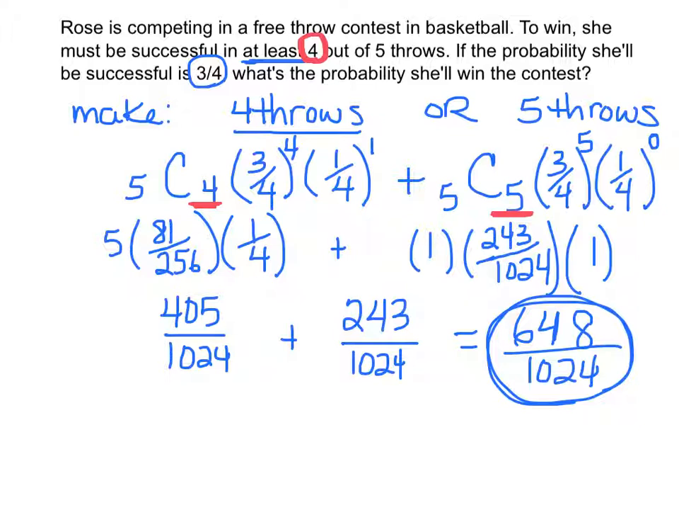In this case, I can have 4 baskets or I can have more. Now the highest I can go to is 5 baskets because the free throw contest is just 5 throws altogether. Okay, so if it was 7 throws, we would do 7C4 plus 7C5 plus 7C6 plus 7C7.